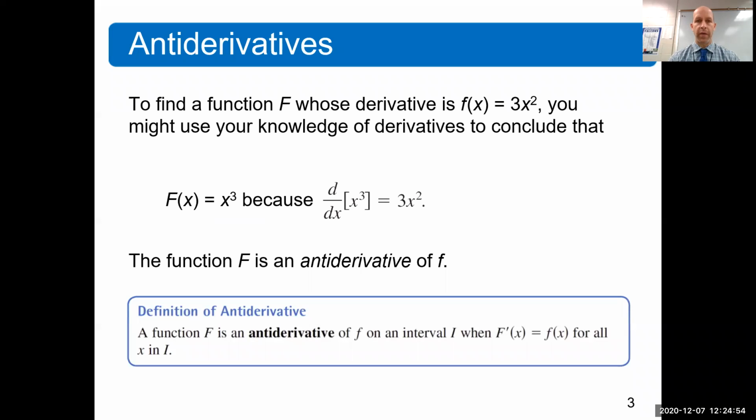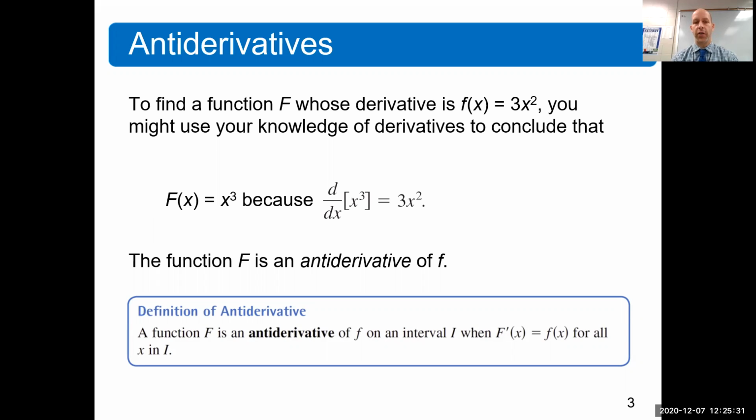So we already know what a derivative is. Well, let's turn it around. What if I know that there's some function f that is 3x squared and you want to use your knowledge of derivatives to figure out what the function was that gave you that derivative? Well, most of you would probably already figure out that that would be the function x cubed, because the derivative of x cubed is 3x squared. So we would say that this capital F function is the antiderivative of the little f function.